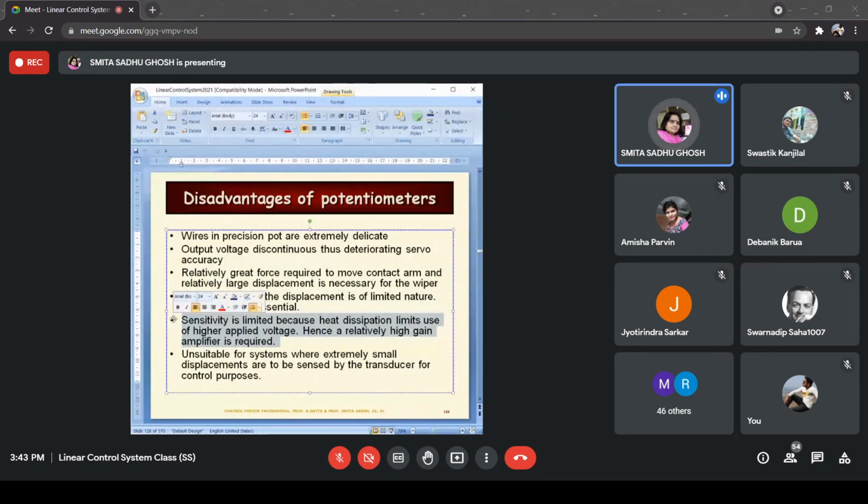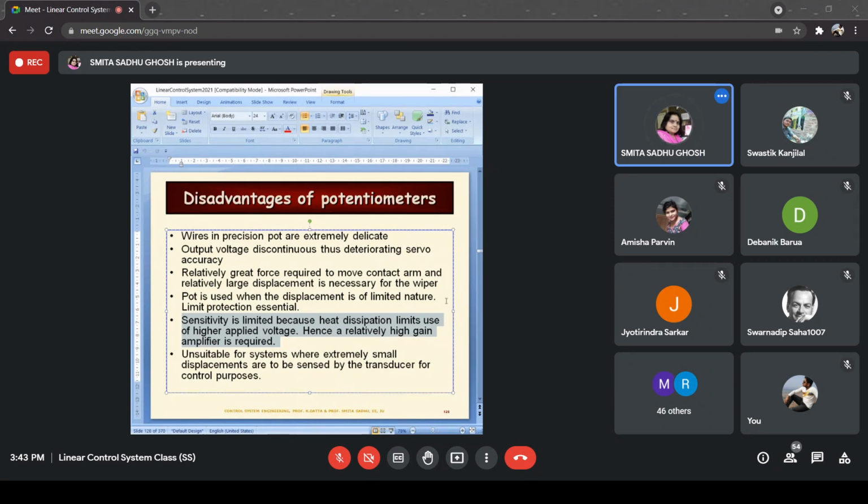Sensitivity is limited because heat dissipation limits use of higher applied voltage, and a relatively high gain amplifier is required. If you recollect, sensitivity is E by theta m, right? So in order to increase sensitivity, there are two options. One option is that we would have to increase the E. E by theta m means E can be increased to increase the sensitivity, or theta m can be decreased to increase the sensitivity.